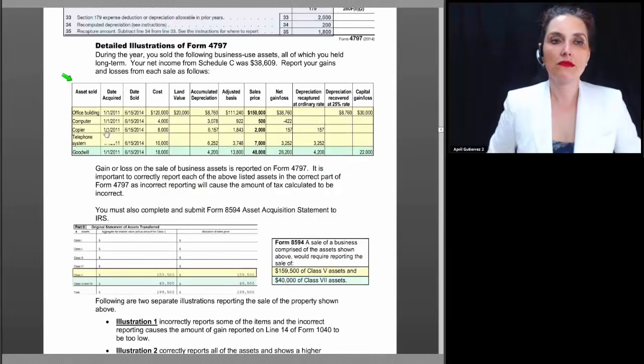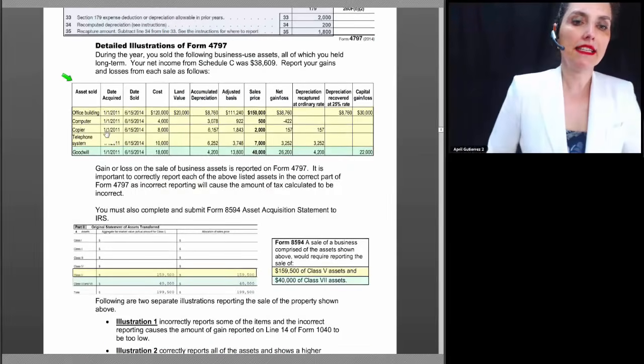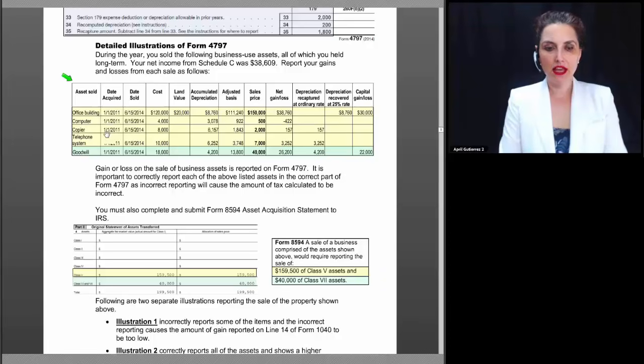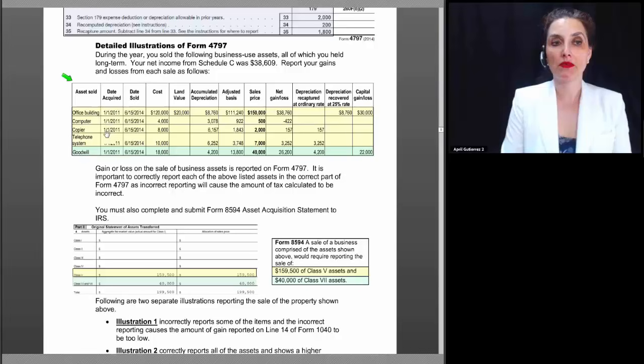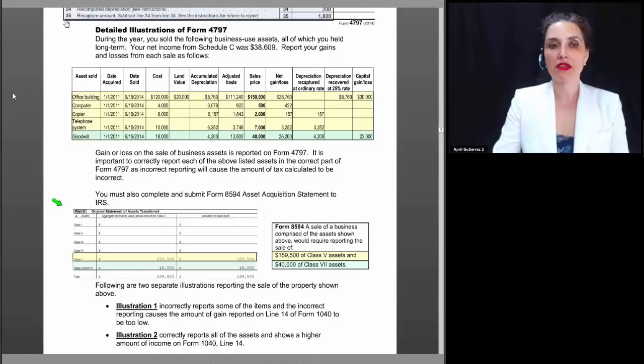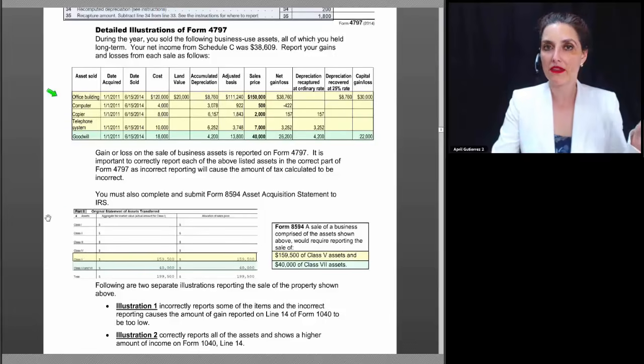So we are due to begin a detailed illustration of 4797 all filled out. And I'm thinking that if we're going to take a break, we may as well do it now, and then when we come back, we'll do these illustrations together. But while we're on break, study this a little bit, because what this illustration is going to be looking at is this particular sale of assets. And these refer back to that sale of the business to Joe Buyer.